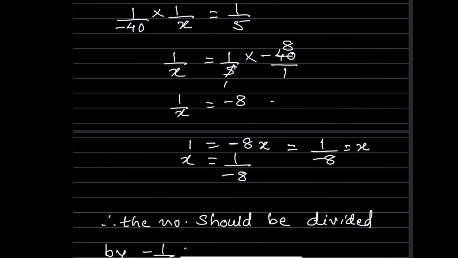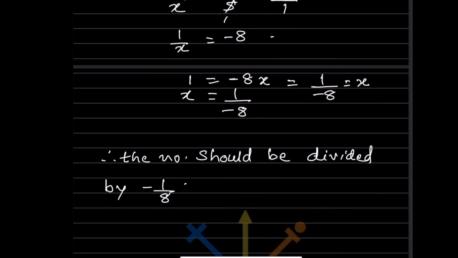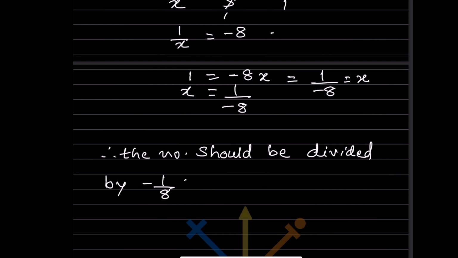This is the extra step if you want. So many of them might get confused how this came. So you can also add this step. So the number should be divided by, that is minus 1 by 8.